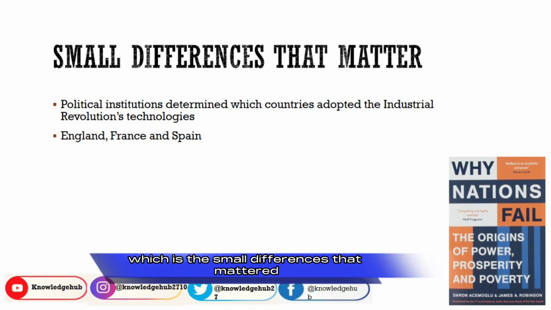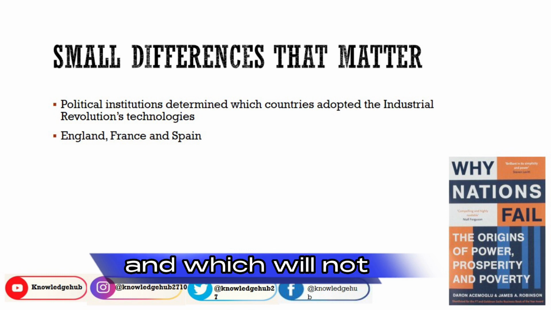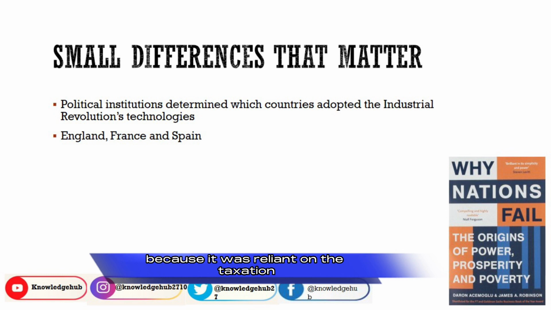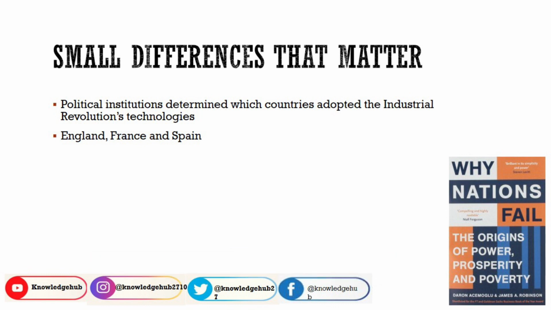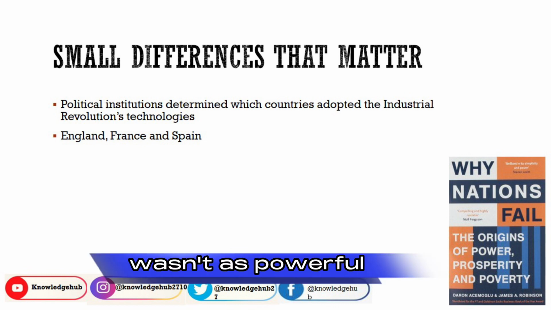In the next section, which is small differences that mattered, the authors argued that political institutions determined which countries adopted Industrial Revolution technologies and which did not. In the 16th century, England, France, and Spain all had absolutist governments, all had monarchy. But England's monarchy was a bit unique because it was reliant on taxation. That is why it gave Parliament significant power over it. That is why Queen Elizabeth I wasn't as powerful as the monarchs of France and Spain.